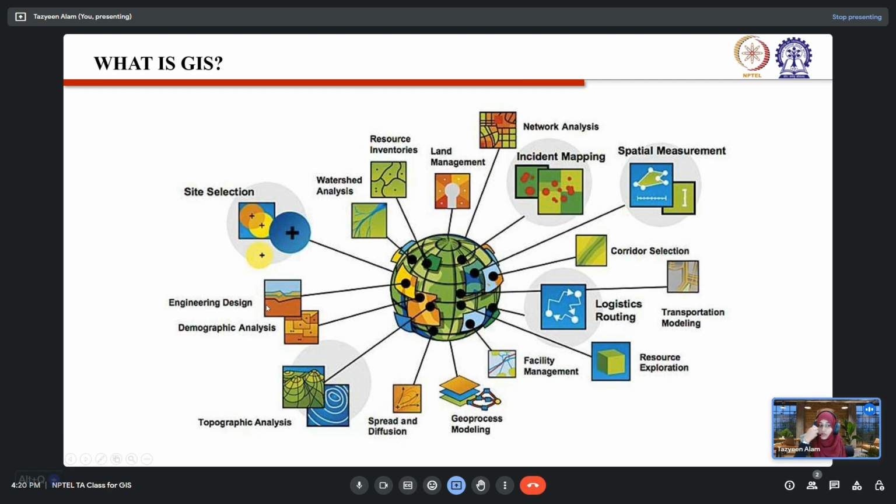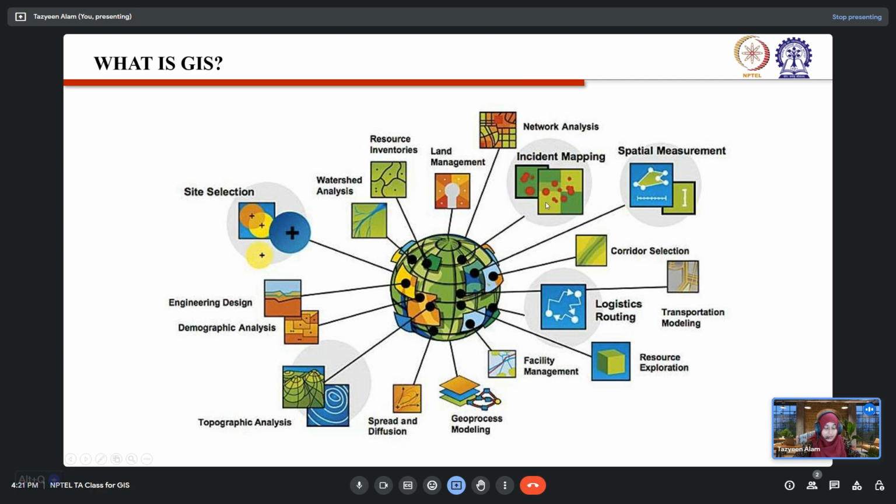So it can be engineering design, and you can also go for demographic analysis. It could be topographical analysis, which is again also related to engineering design. You can have watershed analysis, which will help you create several resource inventories, because water is a resource. Again, land management, land is also a resource, so that will also add to your resource inventory. Then you have network analysis. So since we are constantly evolving and we are doing infrastructural development, it is one of the commonly used analysis, and it is also very critical.